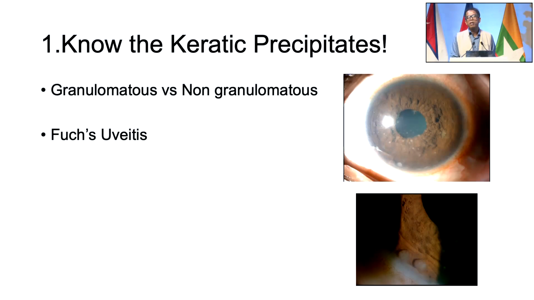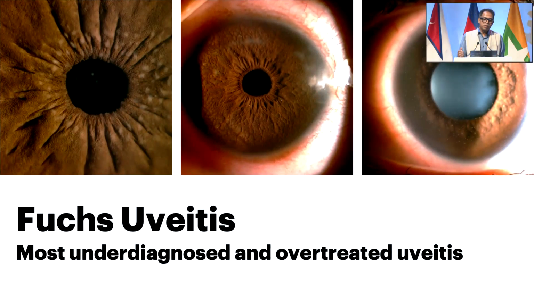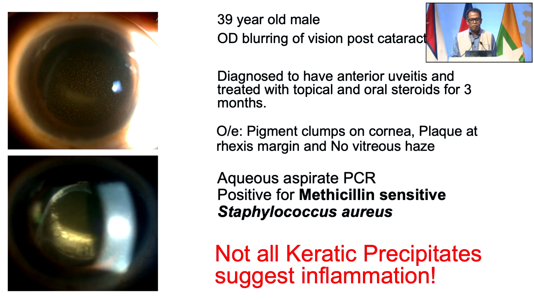But you must remember that these KPs add to your diagnosis, but they are not the telltale sign of any particular uveitic entity. Coming to Fuchs uveitis, it is considered the most underdiagnosed and over-treated case of uveitis. It is often missed because we think that it's a heterochromic uveitis, whereas in Indian patients, the dark individuals, this kind of heterochromia is very rare. So because of that, you need to look at the pattern of the iris, which will give you the overview that you are dealing with a case of Fuchs.